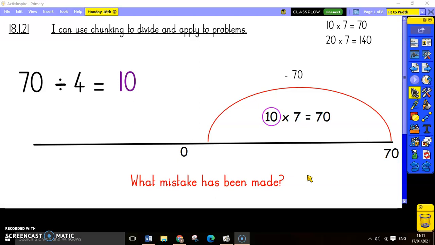18th of January. This week we're going to be using our chunking, and later on in the week our grid method for multiplication, and we're going to be thinking about problems this week. And at the end of the week there's a little bit of a quiz for you to do.